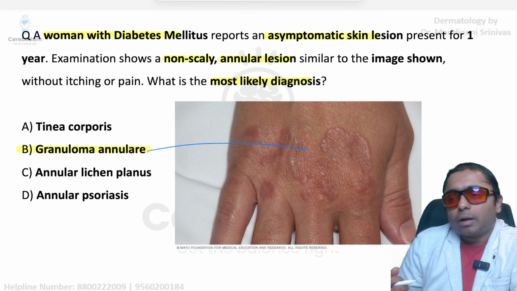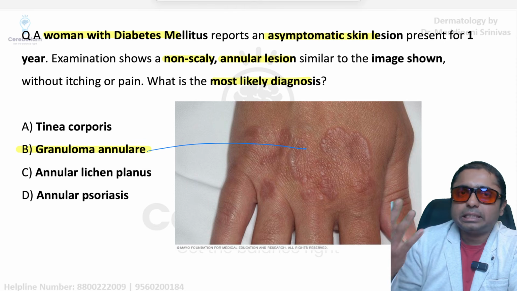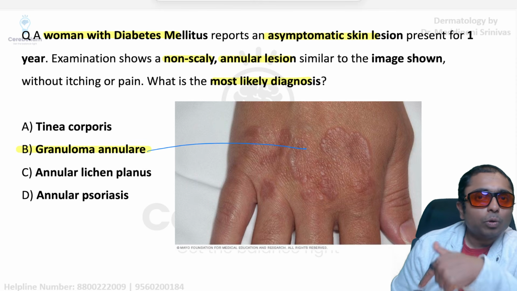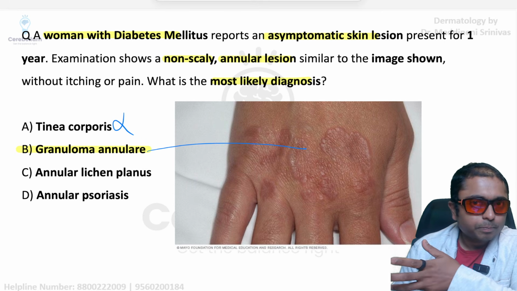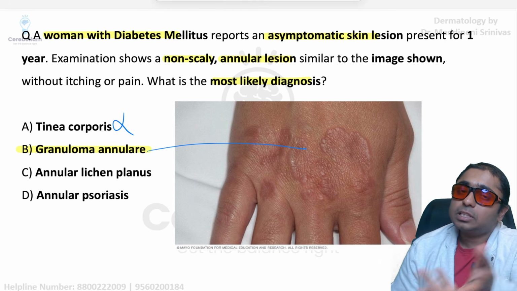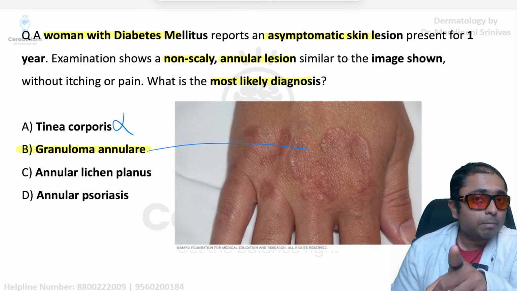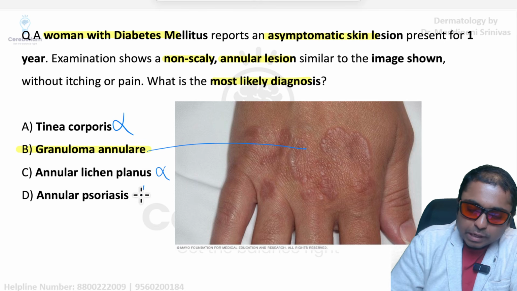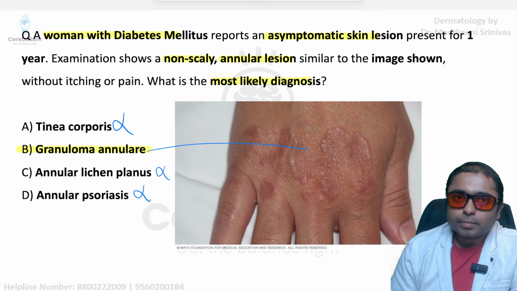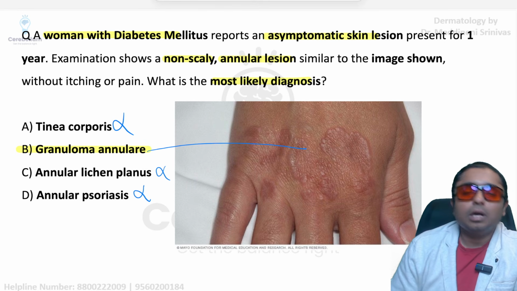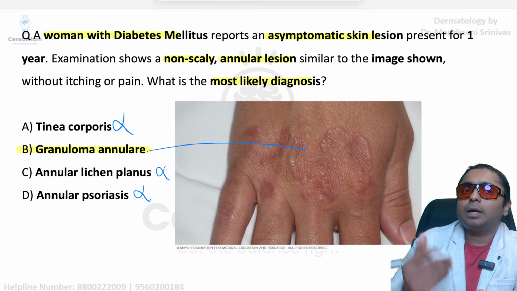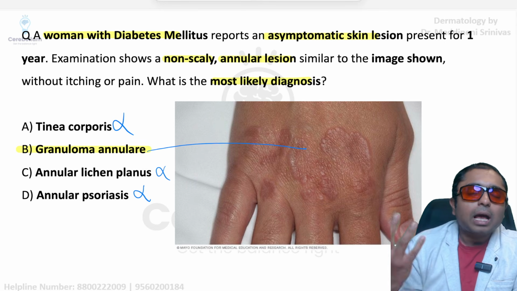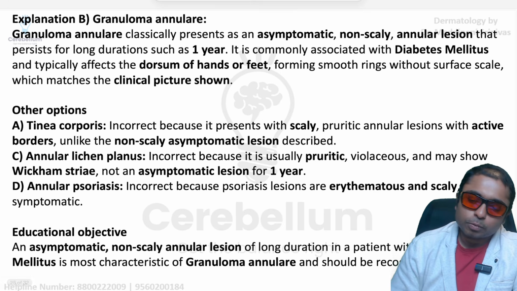Now you may ask me, sir, how to differentiate from the other options? Very easy. Tinea corporis is a fungal infection associated with itching and scaling, but both are not there in the question, so you can rule it out. Annular lichen planus, yes, lichen planus which is annular may present like this, but lichen planus will have itching, and here itching is absent, so it cannot be lichen planus. And obviously psoriasis is going to present with scaling, but it is mentioned it is a non-scaly lesion. So at least by ruling out the options you can come to the diagnosis. If you have overall good knowledge of all the PYQs, you can at least mark the answer for some of the questions by ruling out the options.